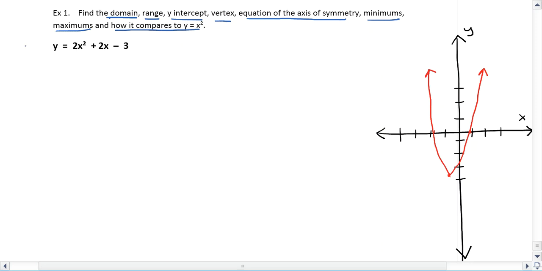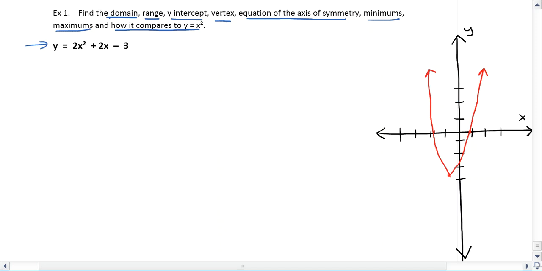So this is our quadratic. We're going to use a combination of our algebra skills and our calculator. So I graphed this on my calc and then I sketched it over here the best that I could. So we have to start somewhere.